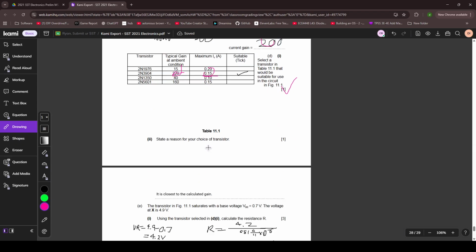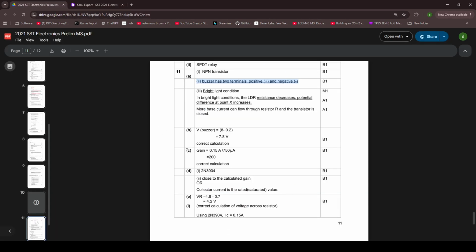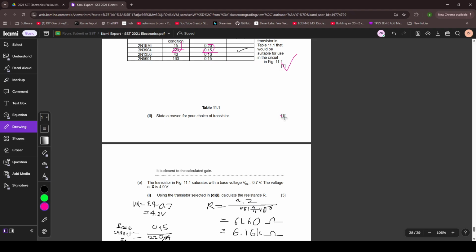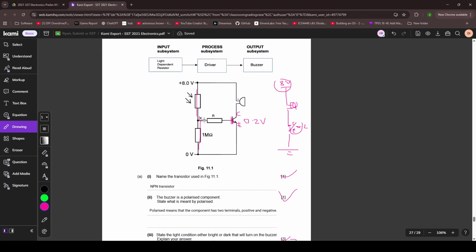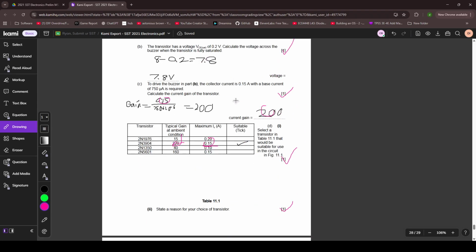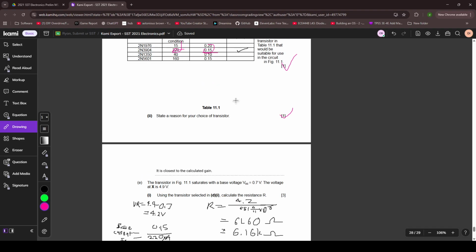State a reason for your choice of transistor. It is closest to the calculated gain. Yeah, I think that works. I would have preferred if you said current gain or DC current gain. Alright, let's move on. Transistor in this saturates with a base voltage VBE of 0.7 volts. Voltage at X is 4.9 volts. Using the transistor selected in D1, calculate the resistance.